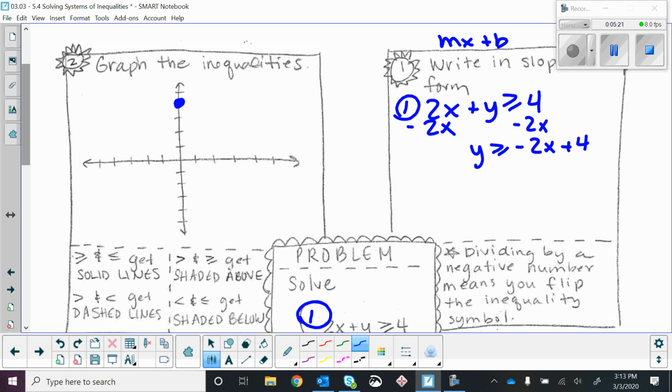And then the slope is negative 2. That means rise over run, so it's really negative 2 over 1. So I go down 2, right 1. Put some points on there. And then before I connect them, I have to decide if it's a solid line or a dash. It's solid because it has this little wiggle right here. It's got the equal bar.